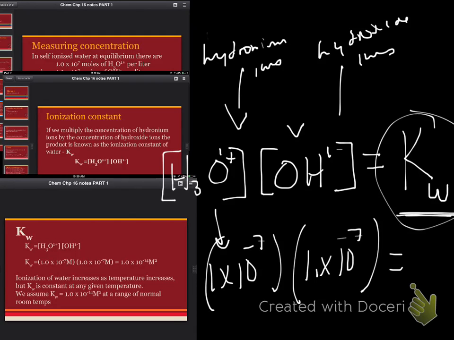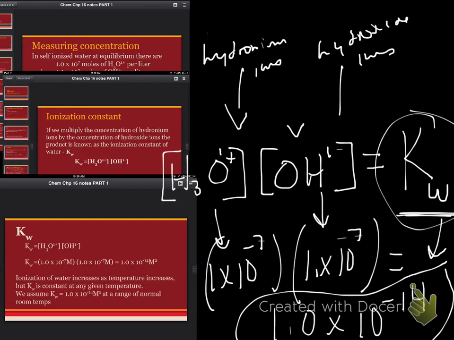So if we multiply that pretty normal number of moles of hydronium and hydroxide ions together at room temperature, we get 1.0 times 10 to the negative 14th. That's the ionization constant of water. So what we know is we assume that the ionization constant of water is about that at a range of temperatures near room temperature. So that's our assumption. That doesn't change much. One of the numbers may go up or down, but that ionization constant remains pretty constant.